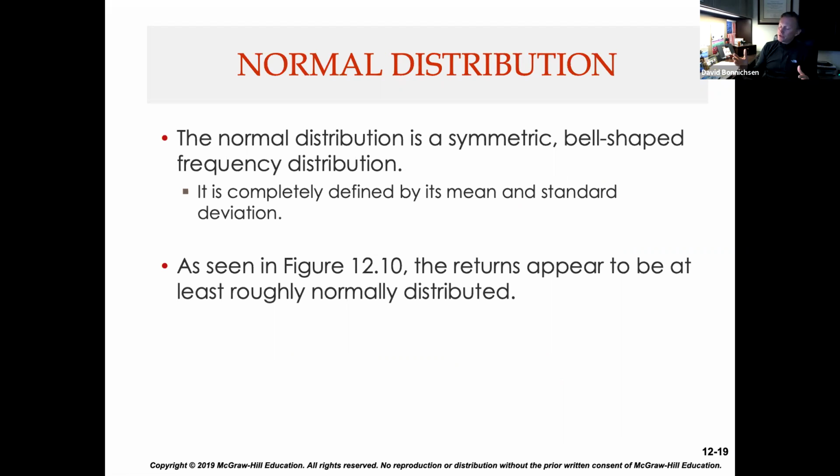The normal distribution, this is probably just a refresher for you, so stick with me for the next couple slides. The normal distribution means that the distribution of returns is symmetric and bell-shaped around the average return. It is equally as populated on the right-hand side of the mean and the left-hand side of the mean, so it is completely defined by its mean and its standard deviation.